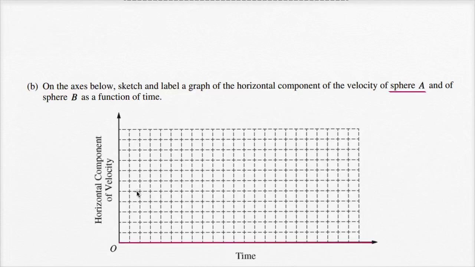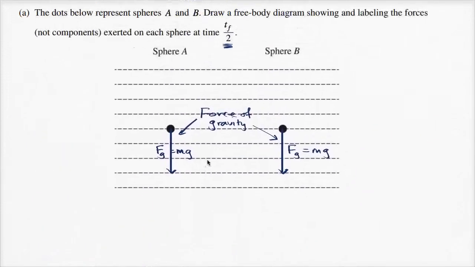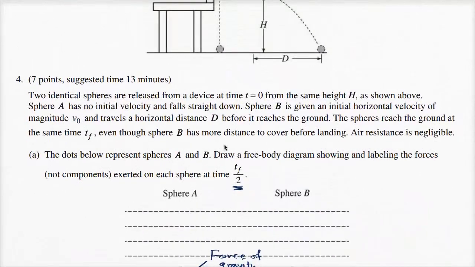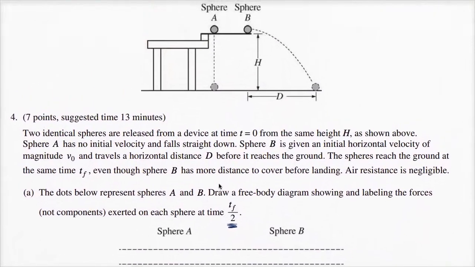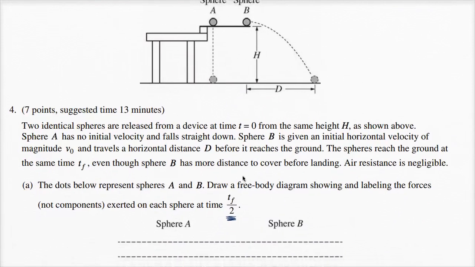Now sphere B is going to be slightly more interesting. They tell us that its initial horizontal velocity has a magnitude of v sub 0. And since air resistance is negligible, it's going to continue going to the right at v sub 0 until it hits the ground.